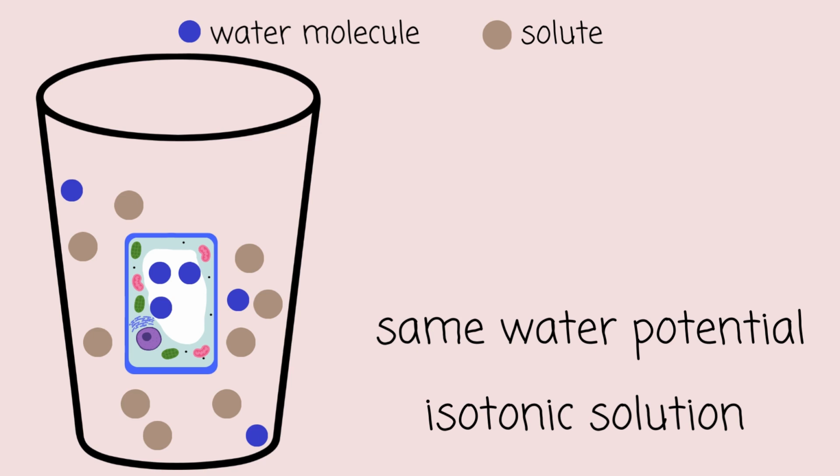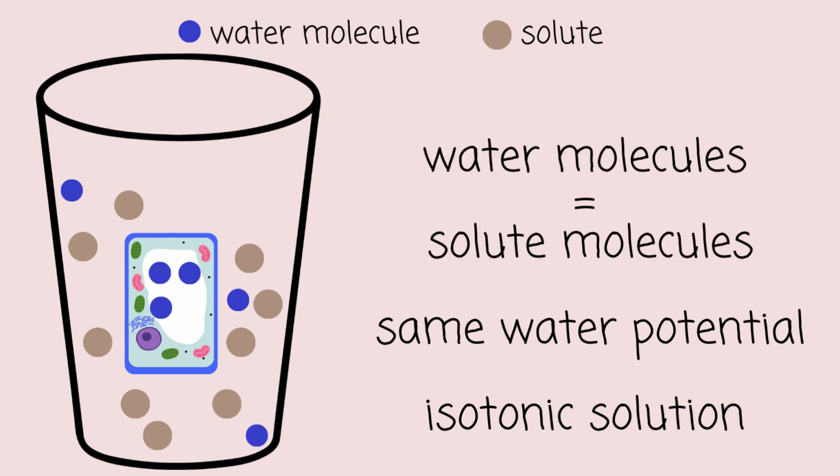This means that the two solutions have the same number of water molecules and the same number of solutes. It is when a cell has the same concentration of solutes inside and outside the cell. If a cell is placed in an isotonic solution, the water molecules will move out and into the cell at equal rates.